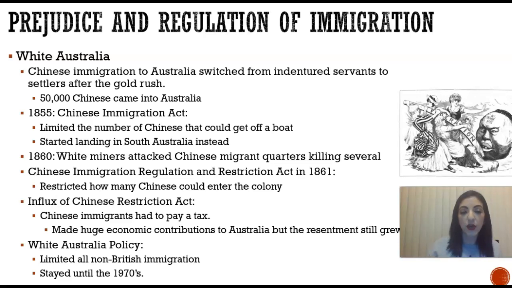Then you have the Chinese Immigration Regulation and Restriction Act of 1861. This restricted how many Chinese people could actually enter the colony, period. Then you have another one, the Influx of Chinese Restriction Act, in which Chinese immigrants had to pay an annual tax. They made huge economic contributions to Australia, but still the resentment grew. People were angry with them for replacing them and taking their jobs. So eventually you have the White Australia policy. They are going to limit all non-British immigration, and that would stay the policy all the way up until the 1970s.